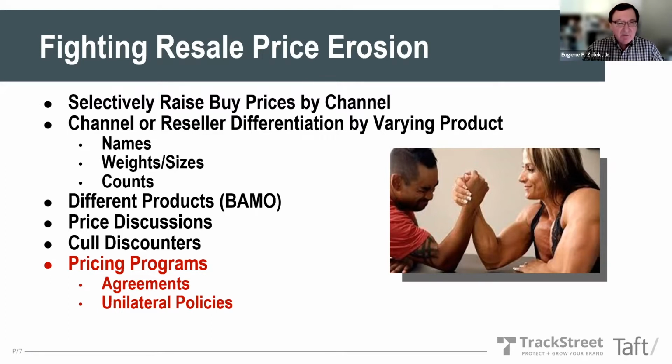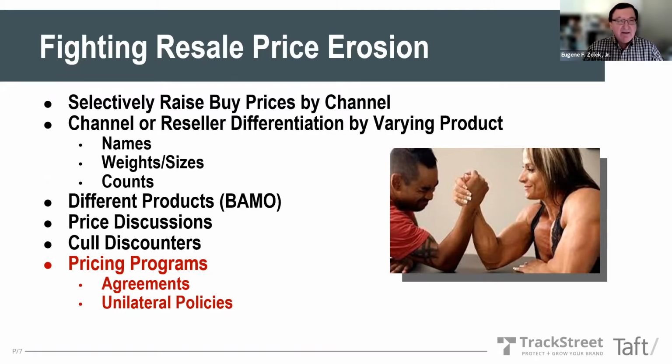And there are some other ways to skin the cat that aren't mutually exclusive. So one is to selectively raise buy prices by channel. So we've seen cases where pure online sellers wind up paying more than brick and mortar folks. Now, part of this is tempered by the Robinson-Patman Act, which requires competing customers to receive the same price unless there's a good reason to differentiate.